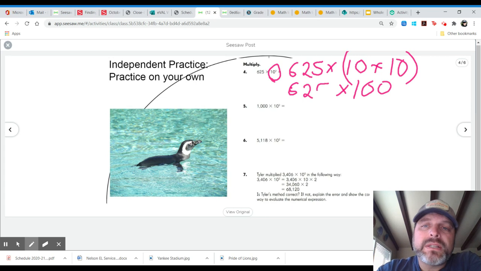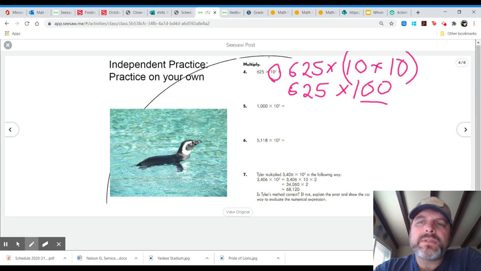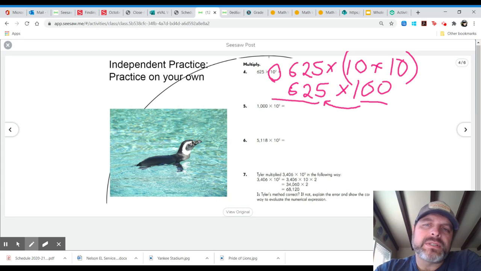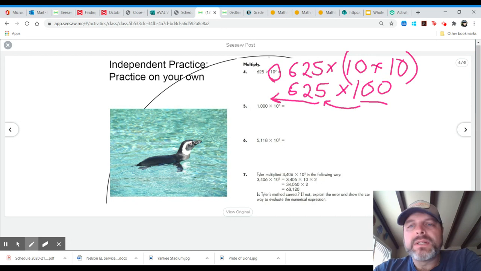All right, so that's going to become 100. So anytime you multiply by a number 100, it has two zeros. Those two zeros are going to be sent over here. Well, really what happens is these numbers get increased by 100 times.